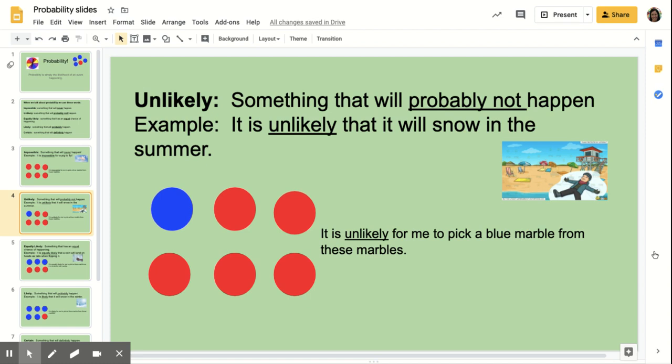If I say something is unlikely, it probably will not happen. An example is it's unlikely to snow in the summer. So, again, if we pretend these are marbles and I put them in a bag, it is unlikely that I will pick a blue marble because there's mostly red.